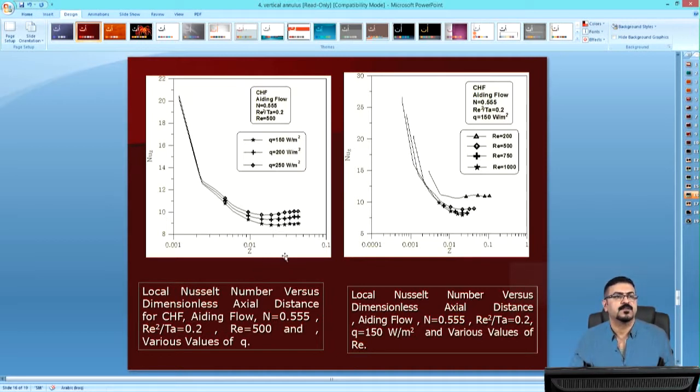These figures show local Nusselt number versus dimensionless axial distance for constant heat flux. The first figure shows the effect of heat flux. The second figure shows the effect of Reynolds number. As shown in these figures, the local values of Nusselt number increase as heat flux increases, and as Reynolds number decreases.